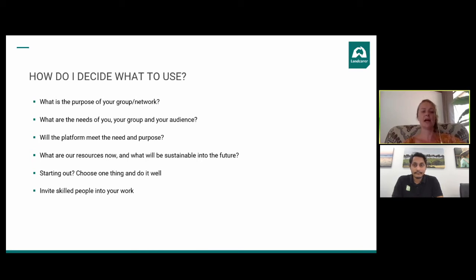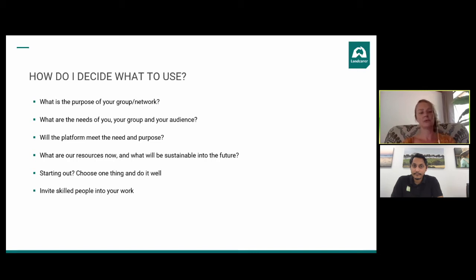Then, within that, look at what needs we as individuals, our group, and our audience have, so that we can choose digital platforms and tools that align with those needs and that purpose. I'll share quickly how we made that decision with Intrepid Landcare, to give you some context. We have this purpose as an organisation to have more young people connected to their local communities doing stuff that matters for the environment. That's our overarching goal.